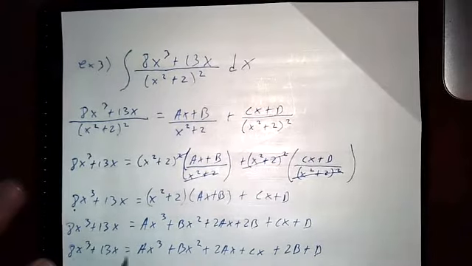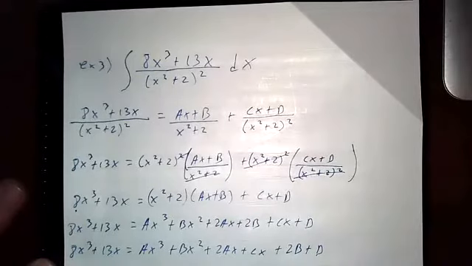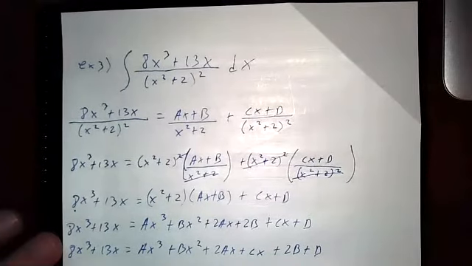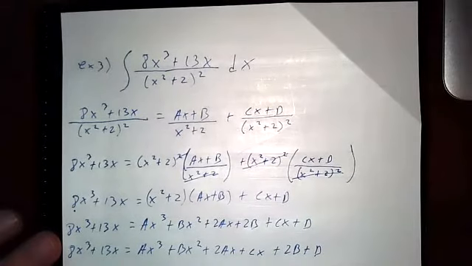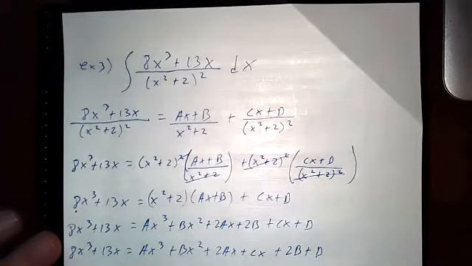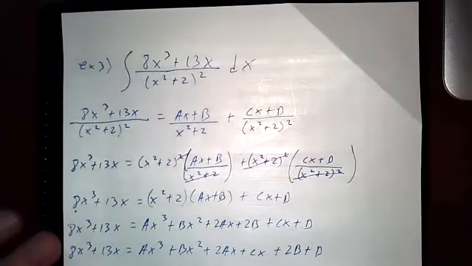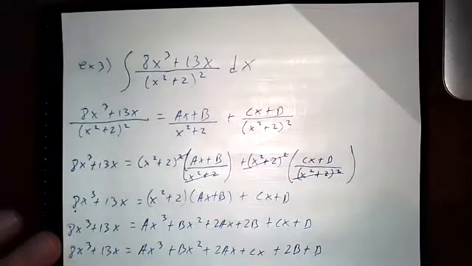B, there is no quadratic term, right? That means b is 0. The x terms, we have 2a plus c equal to 13. The constants, well, b is 0, so that part will be easy. 2b plus d, there is no constant. That means that d is 0. So we got a, we got b, we need the c, d is 0. You see that?